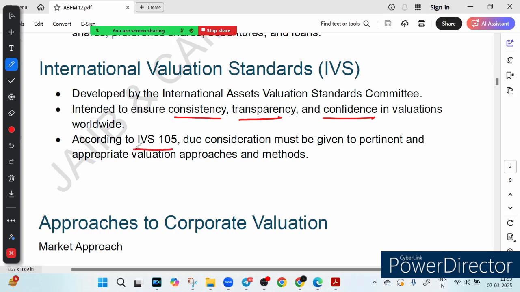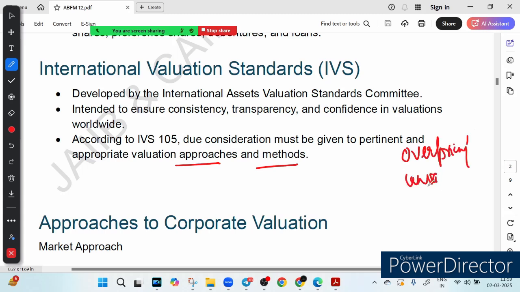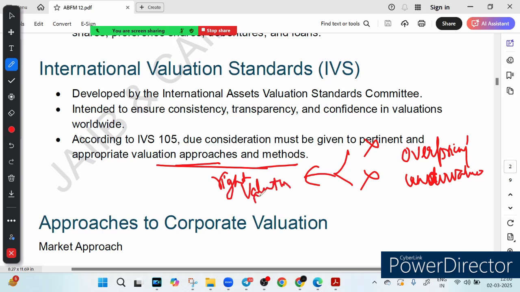According to IVS 105, which is very important, the right valuation approach must be chosen based on the type of company and the situation. It means the valuation method changes with the different company and situation. That is the point. This avoids overpricing or undervaluing an asset. Two things can happen: either the price can increase or it can be undervalued. To avoid this, consideration must be given to a pertinent and appropriate valuation approach. So the right valuation method must be chosen. I hope this makes sense to you.